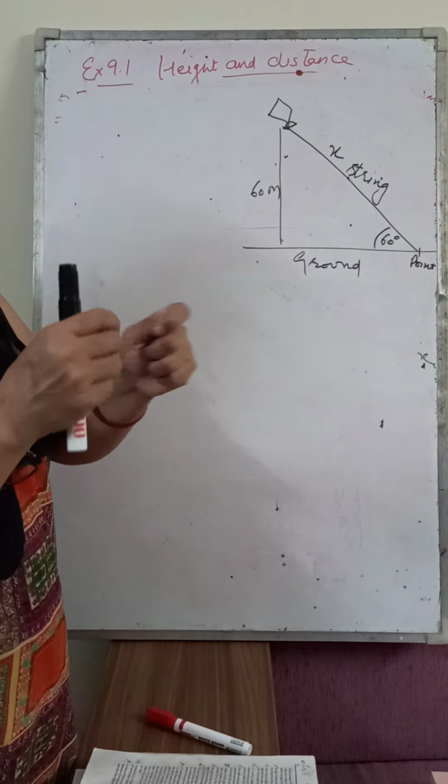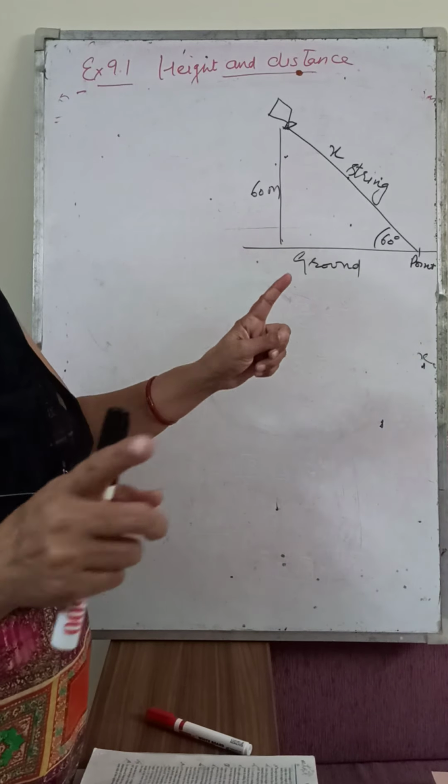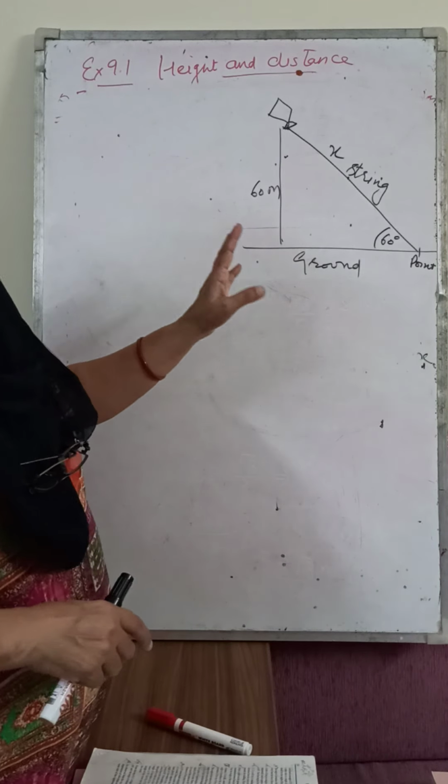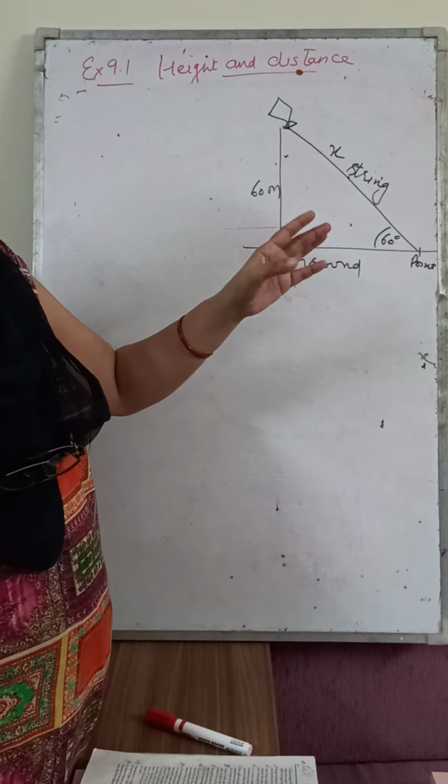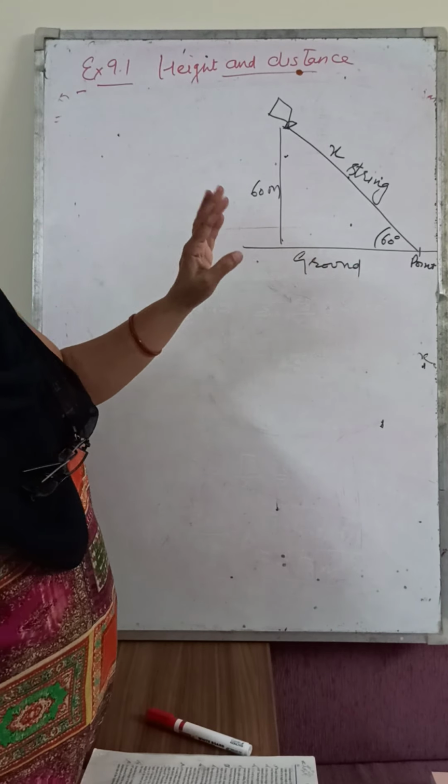Slack means there is no knot. Okay, it is without any knot. Clear? And it is not loose. There is not any knot also.